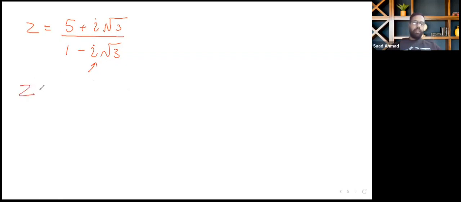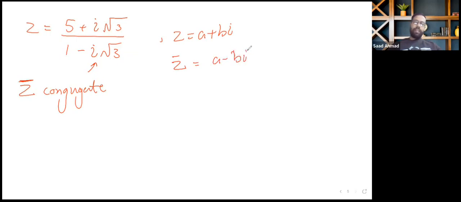So z, the number, its conjugate is written like this, z conjugate. We had z as the complex number a plus bi. So its conjugate is actually equal to a minus bi. The i term, you flip the sign of the i term. It was plus, you made it minus. So that's the conjugate. So when we want to rationalize it, when we want to get rid of it from the denominator, we multiply it with its conjugate.